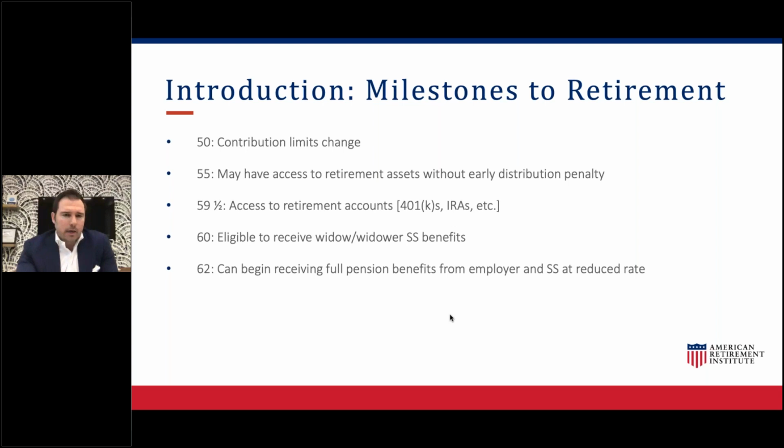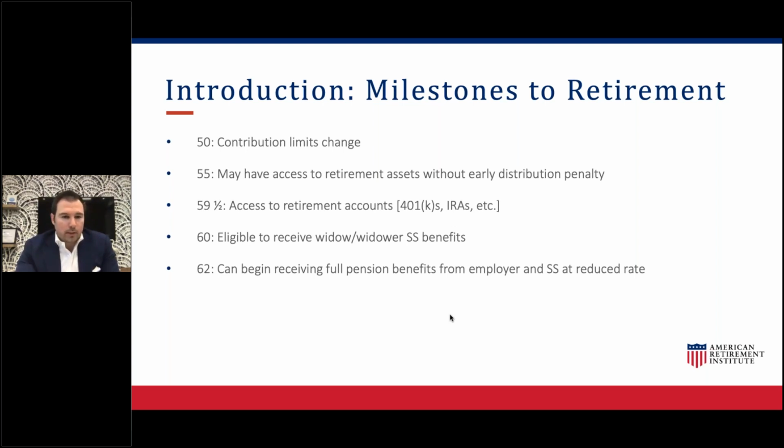Age 50, contribution limits change. What that means is basically at 50 and older, we're allowed to take advantage of what's called catch-up provisions. And if you're 50 and older, the government allows you to put more money into your 401ks and IRAs. At 55, some people actually have access to their 401k plans without any penalty and can take monies out. Most people, that's 59 and a half, but some companies' 401ks allow for that at 55.